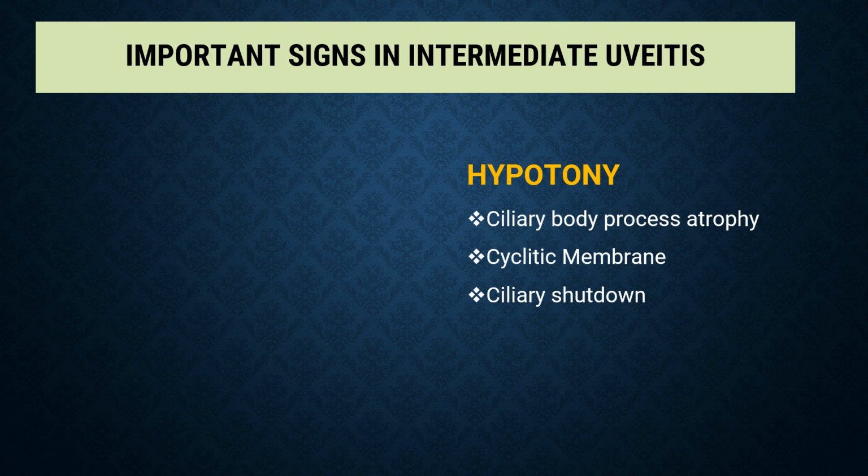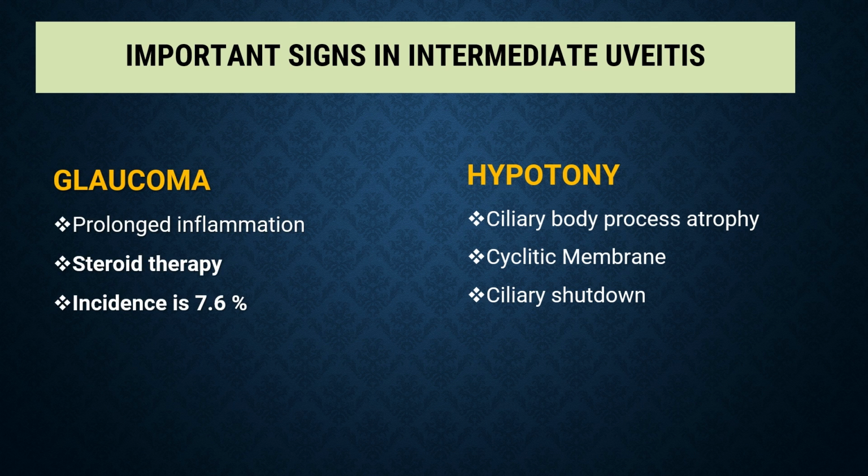We know that the ciliary body has a very important role in the formation of aqueous humor, right? And if the aqueous is not being produced because the ciliary body atrophies, definitely there will be a reduction in the intraocular pressure, and therefore this is one complication that you see in case of intermediate uveitis.